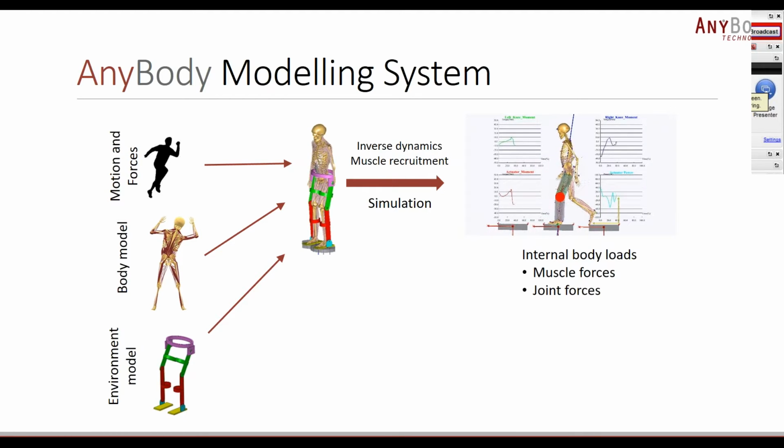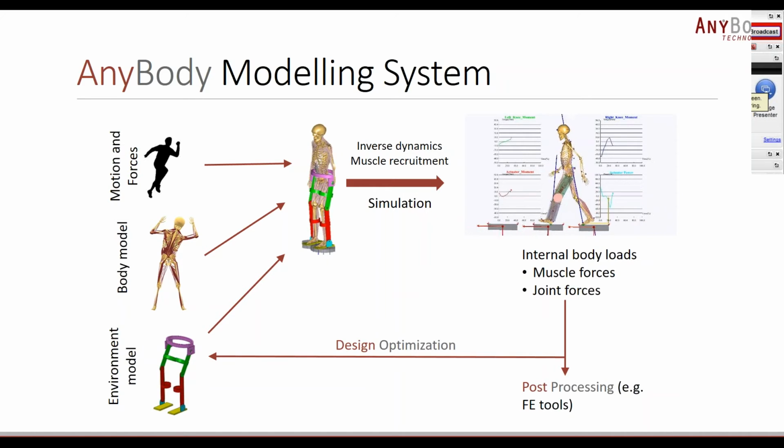So the result from this is the internal body loads. So muscle forces and joint forces. You could end here and do some post-processing, for example, use some of the forces you got to make finite element models. But you can also do this iterative design optimization loop, where you then change something in your model, run again, look how it affects your body, and so forth, to make this optimization loop. So this is how it works, and some of the applications for the modeling system.